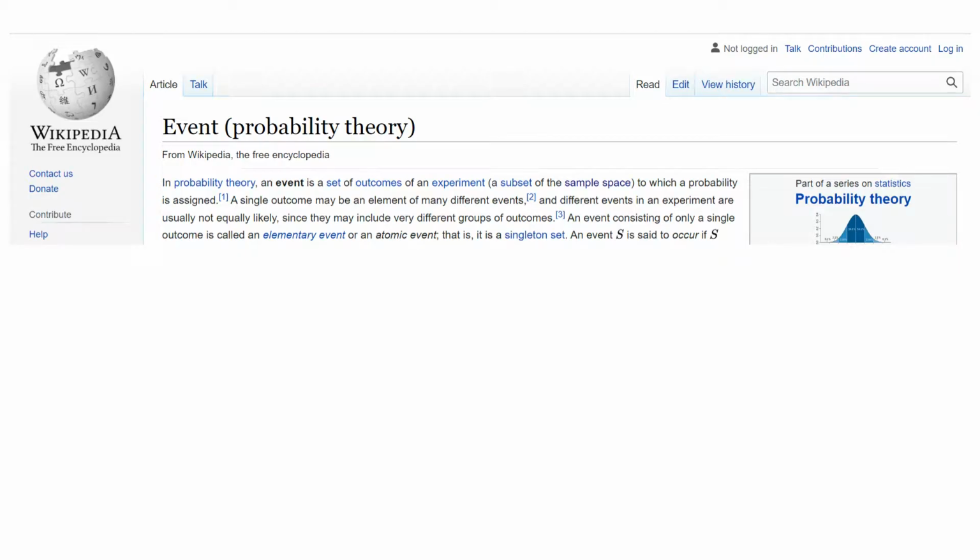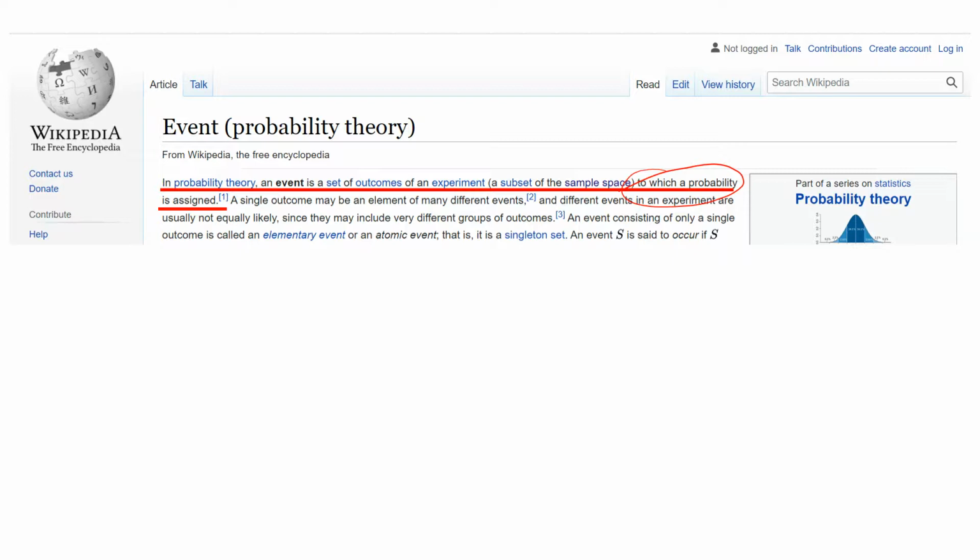Next is event. So as per Wikipedia, in probability theory, an event is a set of outcomes. It's a set of outcomes. It's not a set of all possible outcomes, but it's a set of outcomes of an experiment to which a probability is assigned. This is the point which you should notice. This is different from the sample space, okay? Whatever outcome you get, if probability is assigned to that, then that's called the event. If that's the set of all possible outcomes, that will be called the sample space.